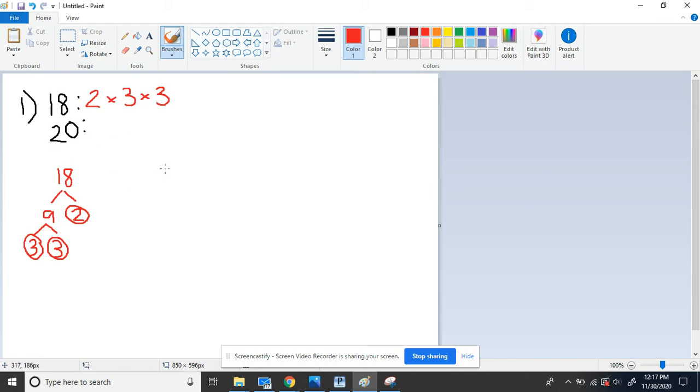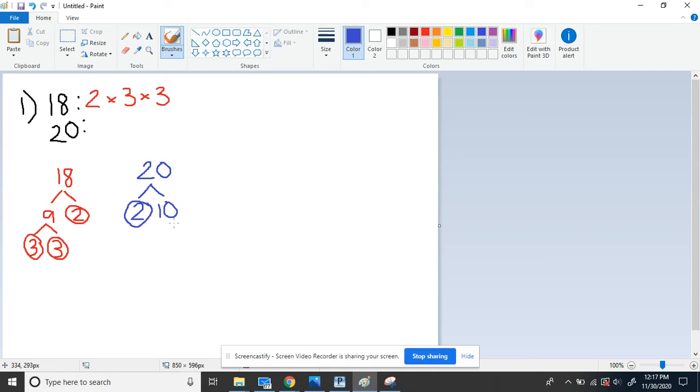Now to do 20. Pick a different color to do that one. Okay, 20. I'm going to do 2 times 10. You could do 4 times 5. It doesn't matter which factors you pick. As you work out the factor tree, you will always get the same prime factorization.